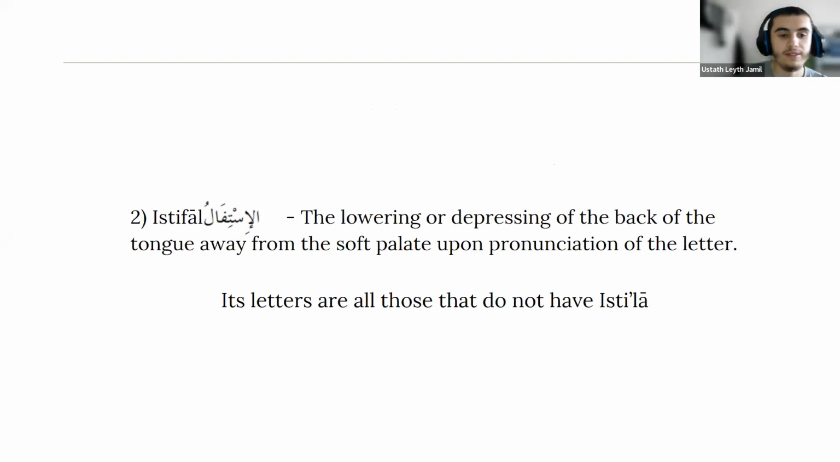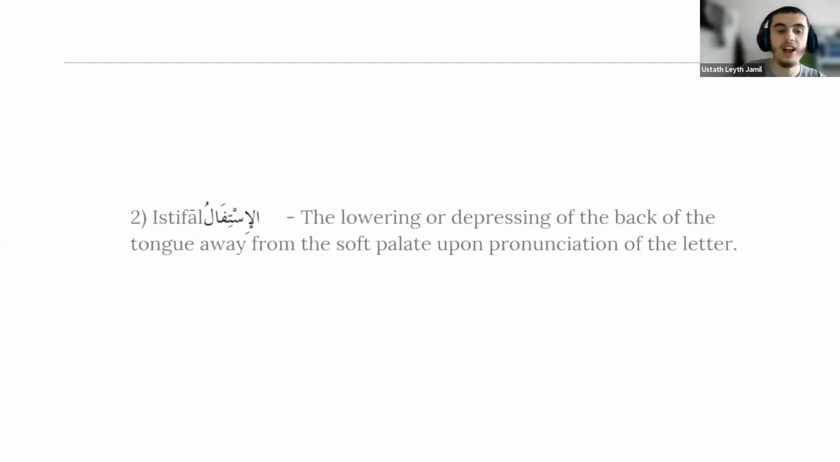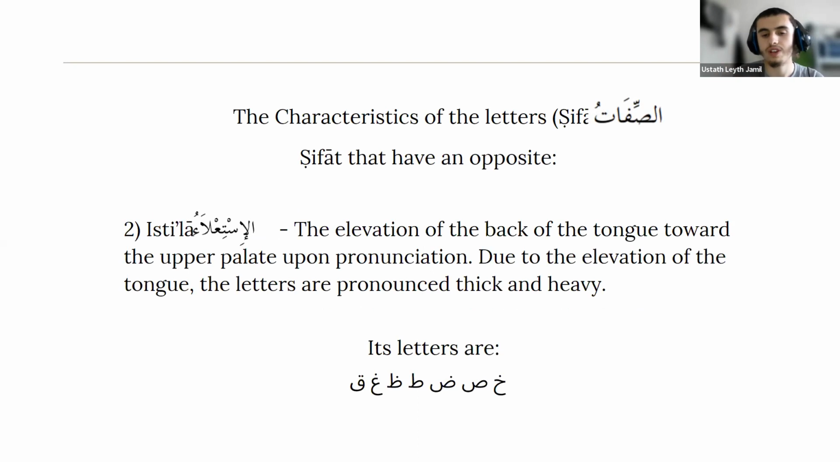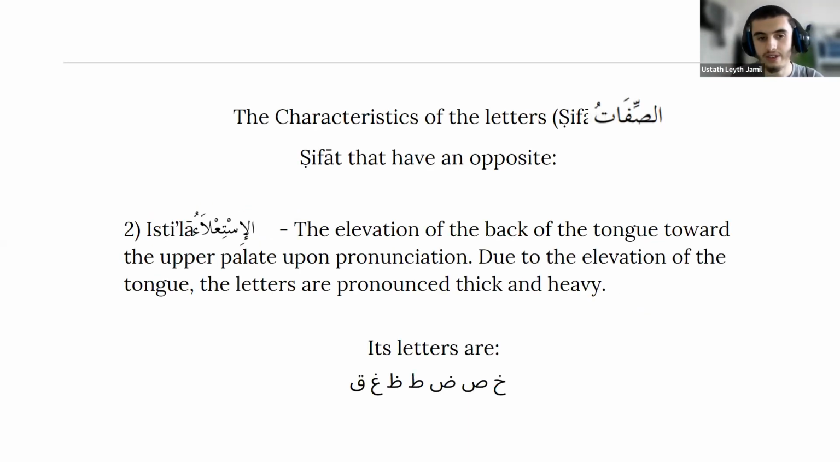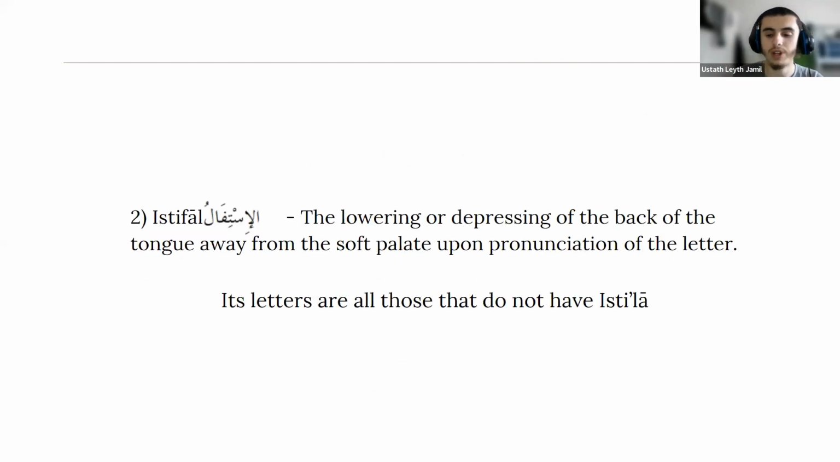This is the istifal. So the lowering or depressing of the back of the tongue away from the soft palate upon pronunciation of the letter. So its letters are all those that do not have the istifal. Okay, so the istifal are all the letters not mentioned here. So for example, ba, lam, these are all letters of istifal. So basically, what I was trying to say is these are the heavy letters, and istifal are the light letters. Yeah, inshallah, towards the end when people start reciting, I will let you know the light letters and the heavy letters.